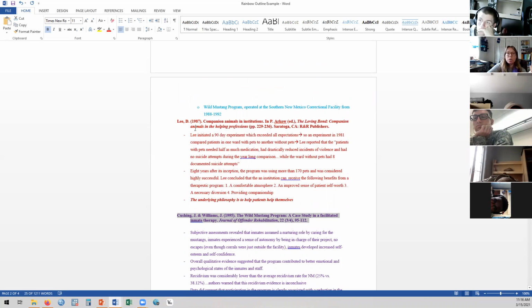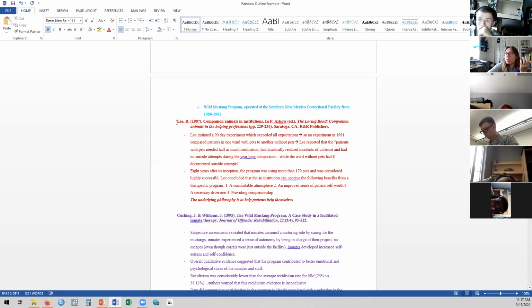I got to find that source and pull the full citation. Since you're only doing 2, maybe 3 sources, 4 at most, I don't think you're going to need to do that. I would just go ahead and put it up here at the beginning so that you save yourself some work at the end.